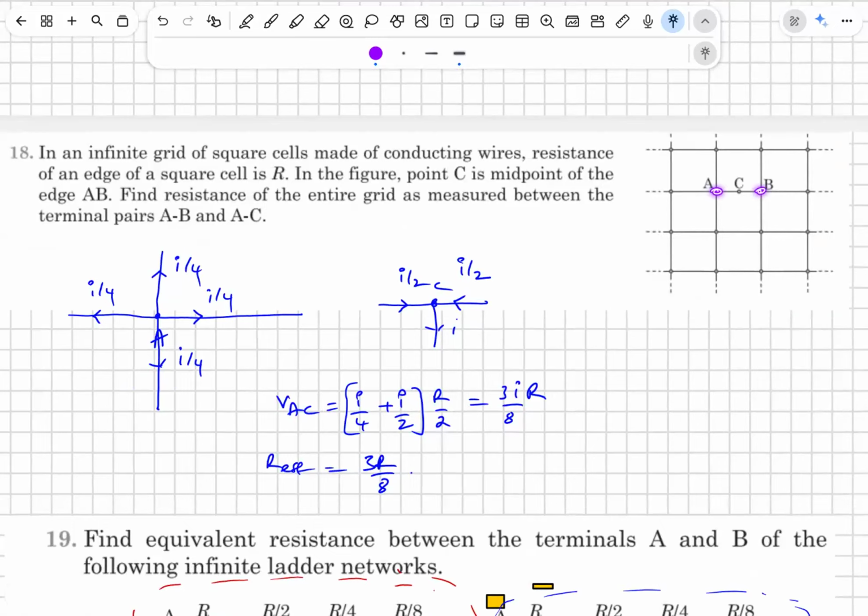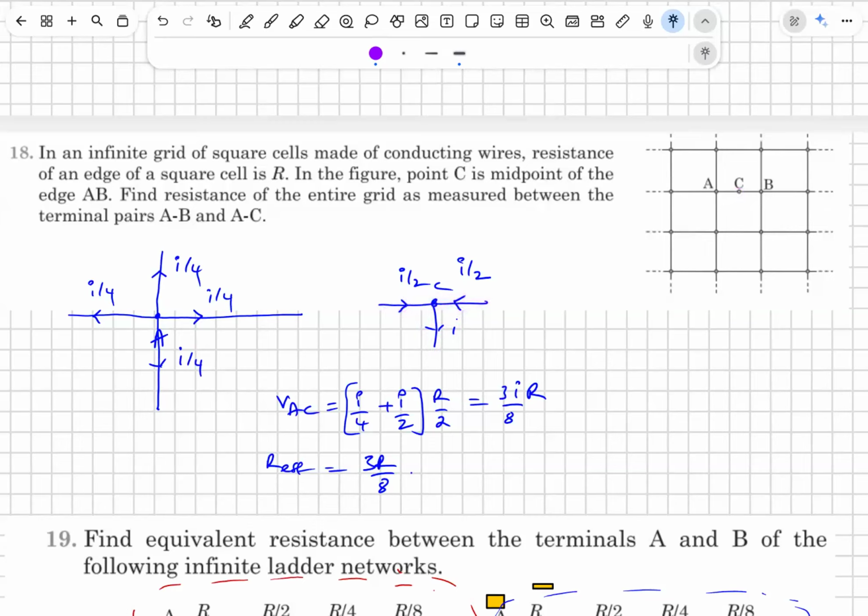Across AB, we know how to do. Now, across AC is what they are asking. Across AB, we already know. Across AC, simple concept. There are only two channels. Only two channels. I by 2, yes?